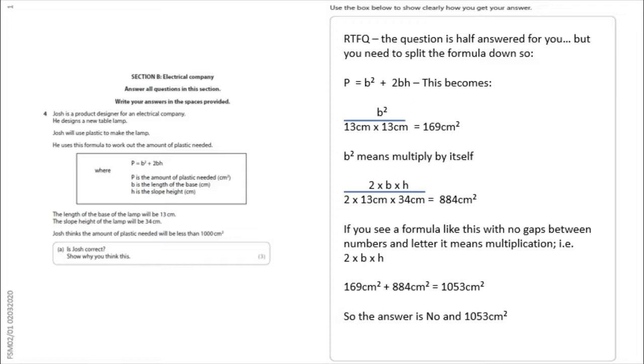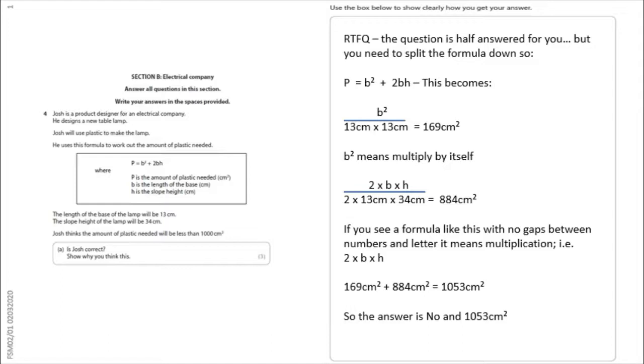P is the amount of plastic needed, in centimetres squared. B is the length of the base, in centimetres. And H is the slope height. The length of the base of the lamp will be 13 centimetres. The slope height of the lamp will be 34 centimetres. Josh thinks the amount of plastic needed will be less than 1,000 centimetres squared. Is he correct?